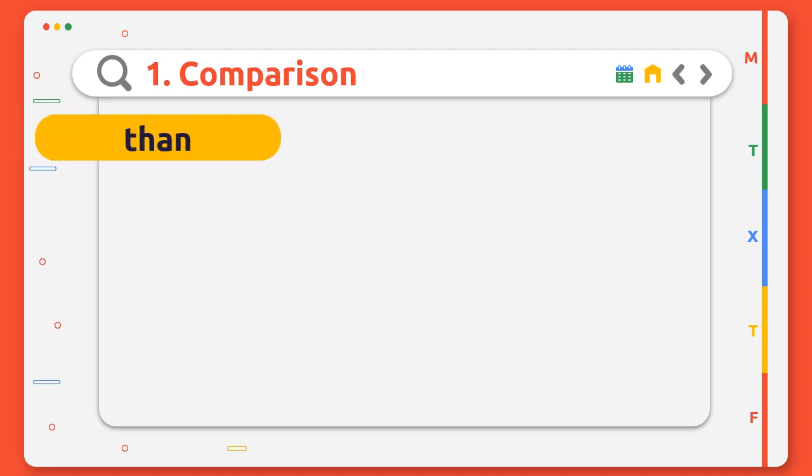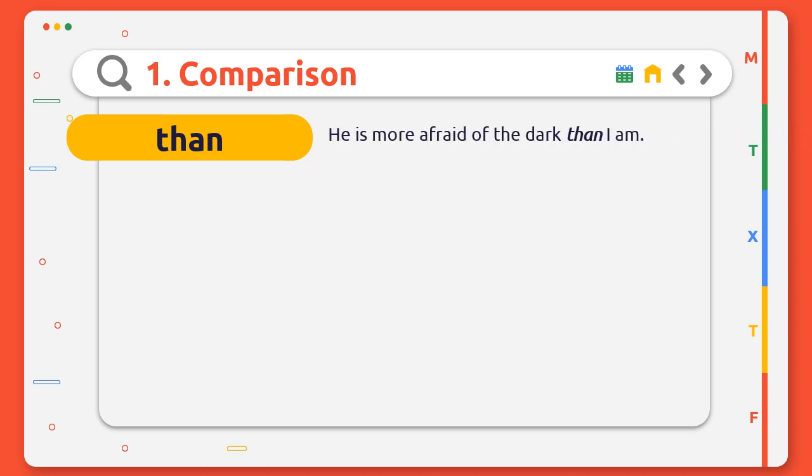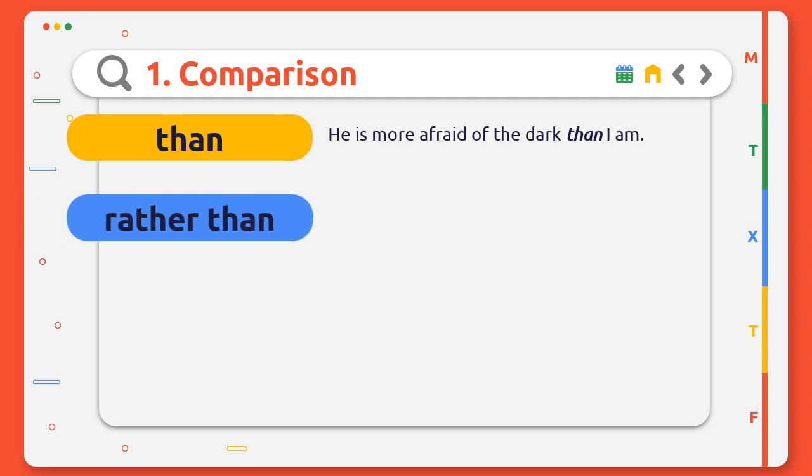The first category is the subordinating conjunction of comparison. The comparison can be between persons, things, conditions, or any situation. Let us review the instances below. The first one is than. He is more afraid of the dark than I am. Rather than is a comparison made to indicate a preference of something. Reno would eat chicken every day rather than seafood.